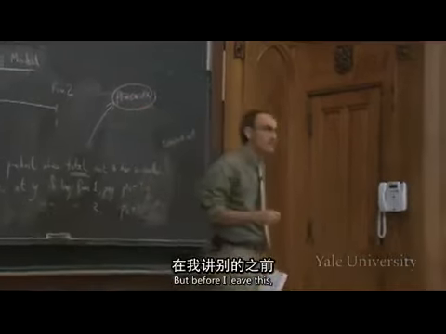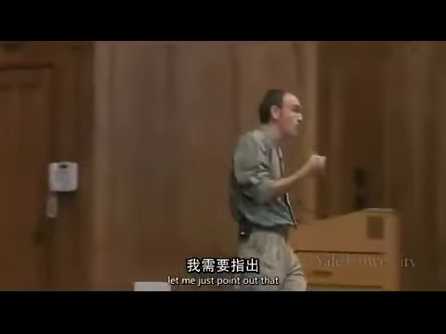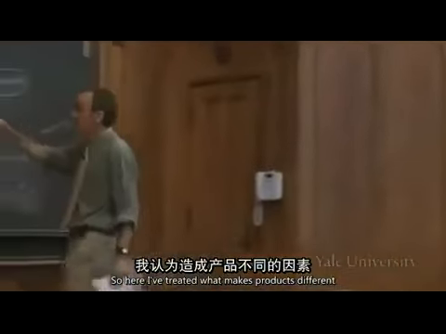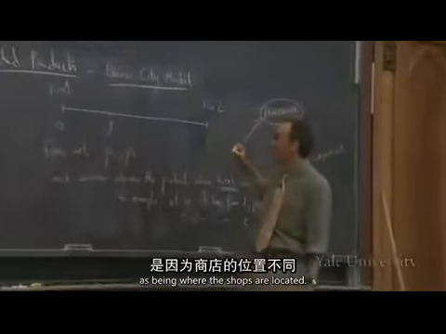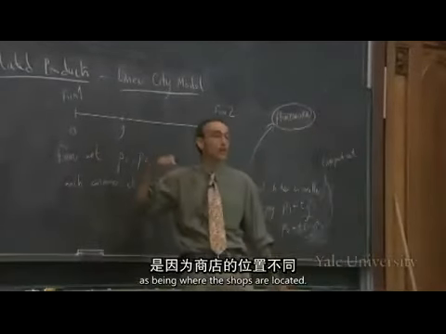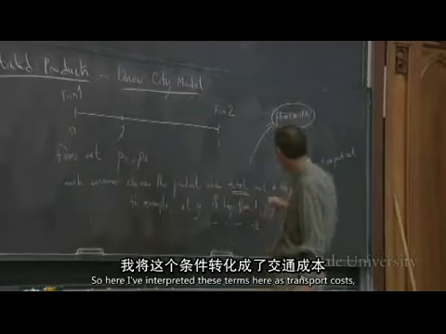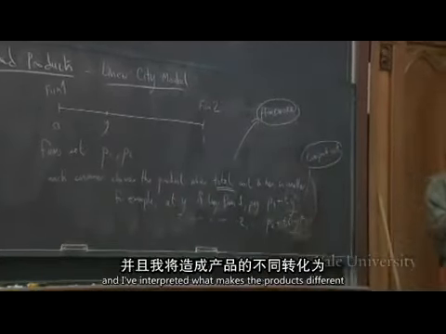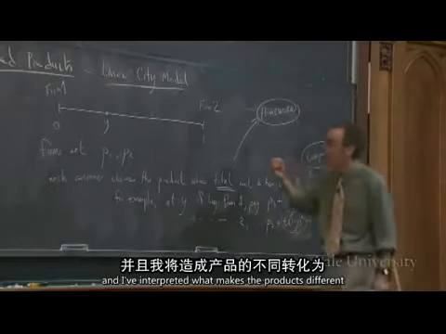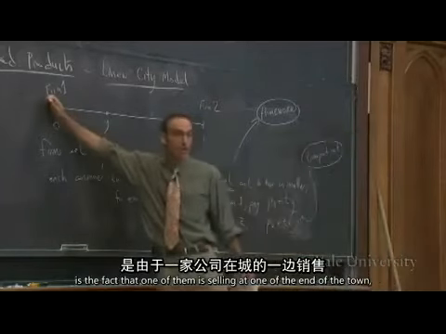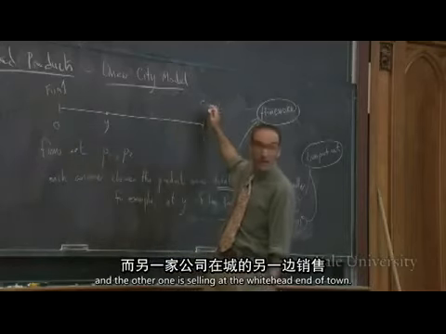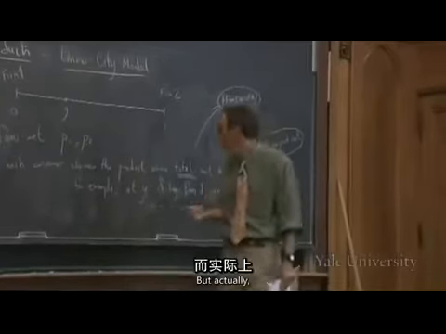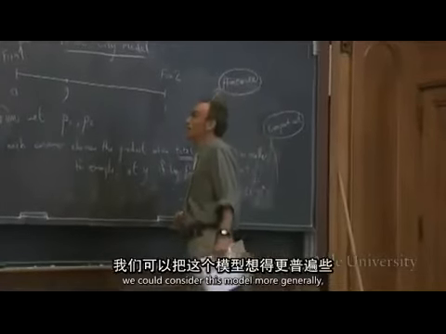But before I leave this, let me just point out that this is a little bit more general than it might appear. Here, I've treated what makes products different as being where the shops are located. So here, I've interpreted these terms as transport costs, and I've interpreted what makes the products different as the fact that one of them is selling at one end of the town, and the other one is selling at the right-hand end of town. But actually, we could consider this model more generally.